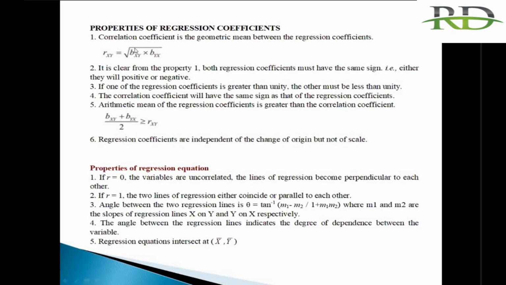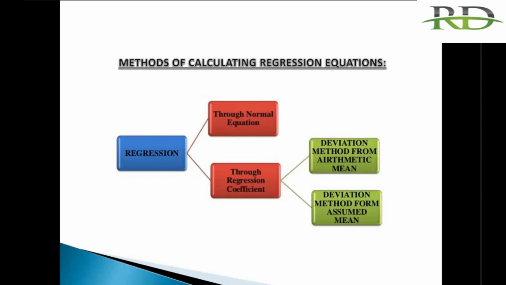See, if one regression coefficient is greater than 1, then the other one is less than 1. And the arithmetic mean of the regression coefficients is always greater than or equal to the correlation coefficient. So these are some properties of the regression coefficient.